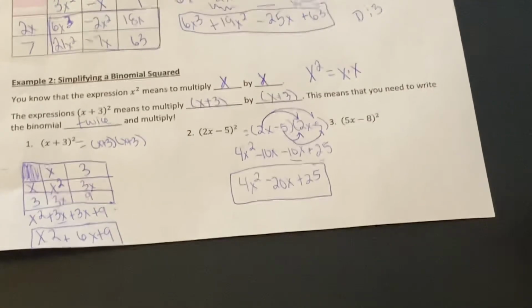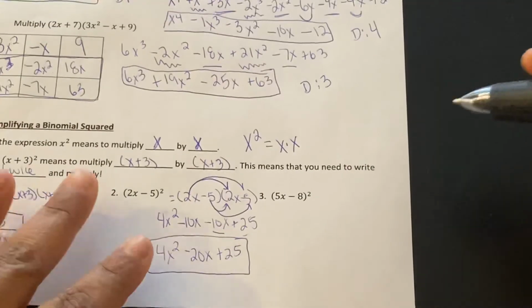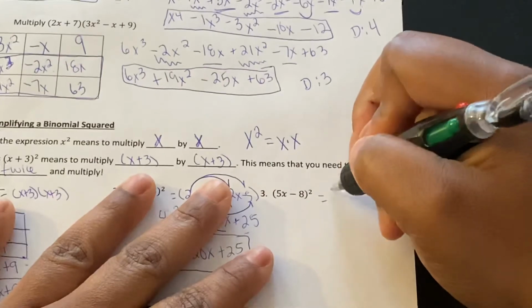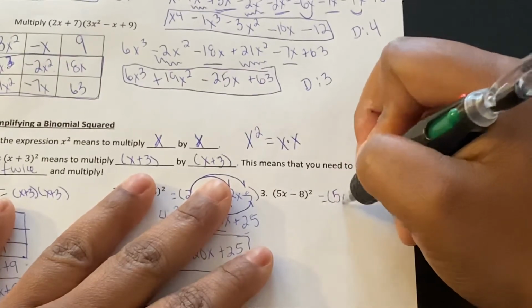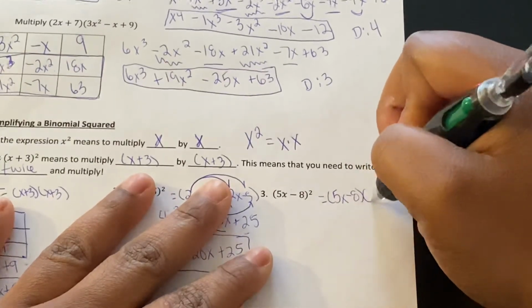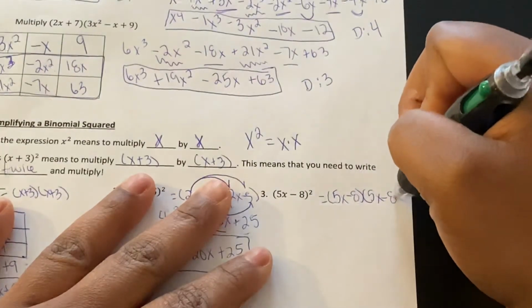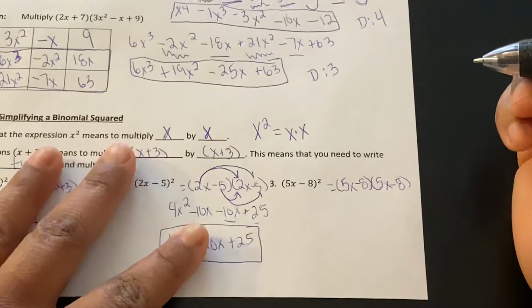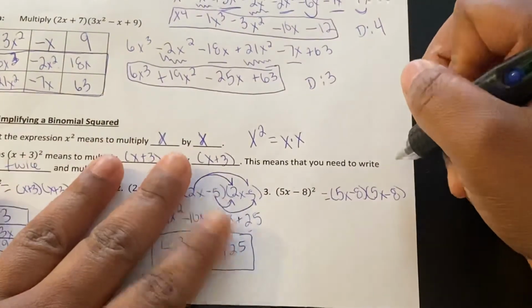All right, and last but not least, 5x minus 8 squared equals 5x minus 8 times 5x minus 8. That's the first step. That's the only thing different. Now let's use our FOIL method.